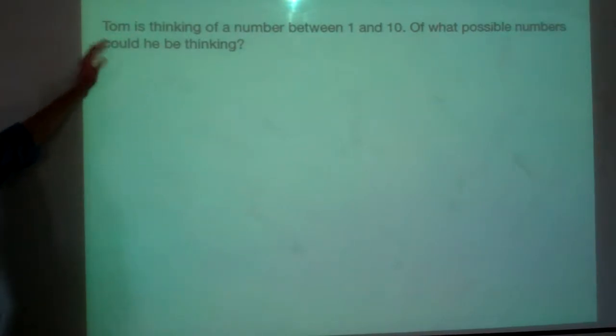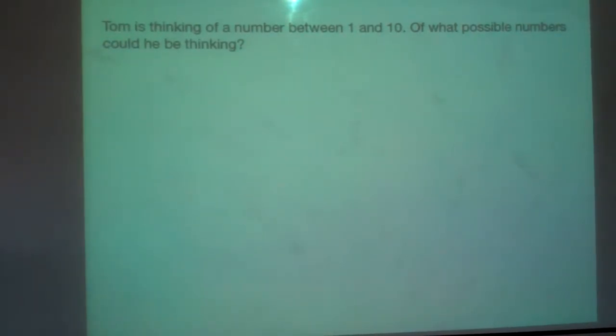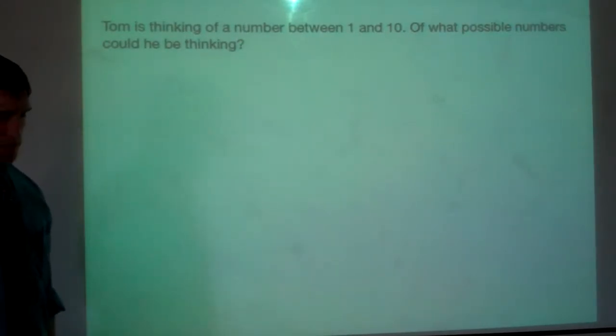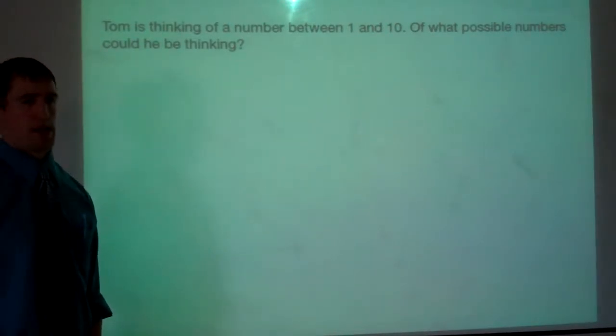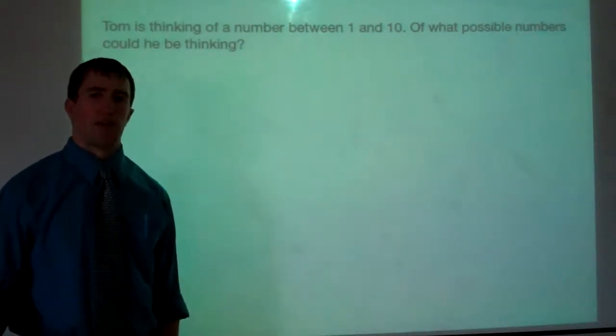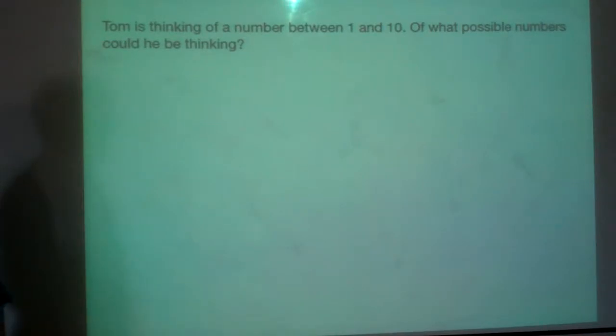Take, for instance, a situation like this. It says Tom is thinking of a number between 1 and 10. Of what possible numbers could he be thinking? Now, what we talked about in class today is, usually when people ask us this question, they say, hey, pick a number between 1 and 10. Automatically, we typically go for those easy numbers, 2, 3, 4, 5, 6, 7, 8, 9. The whole numbers between 1 and 10.